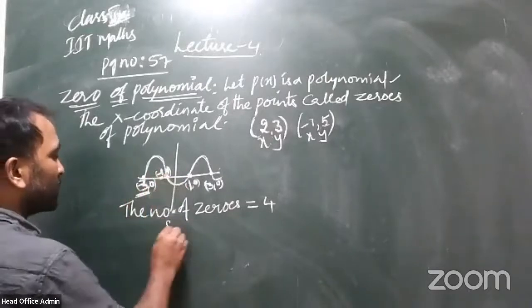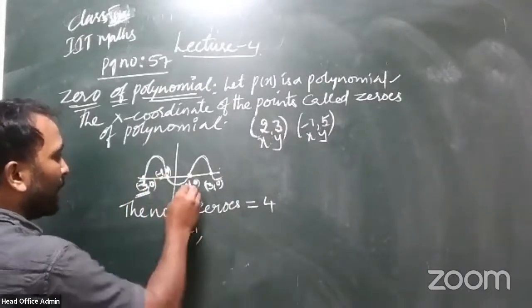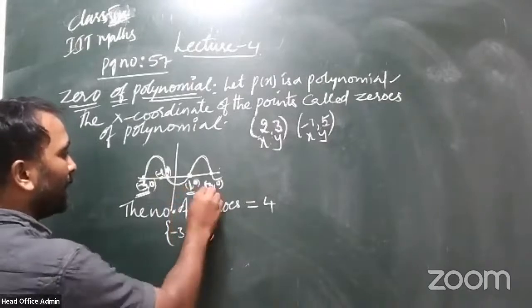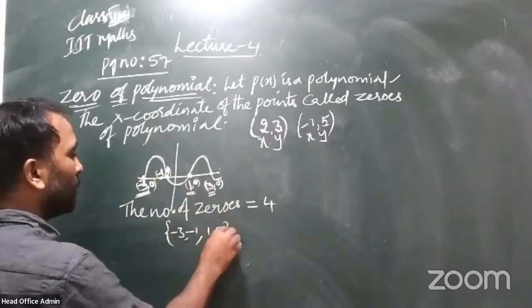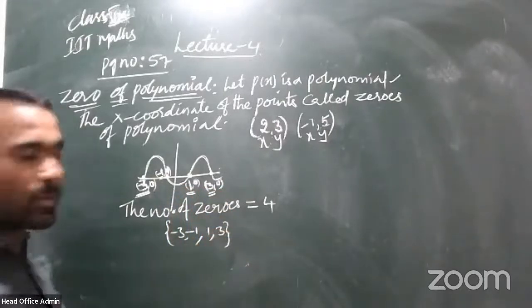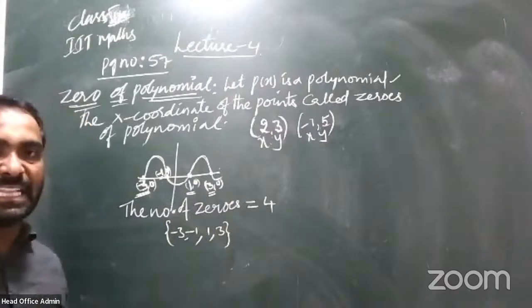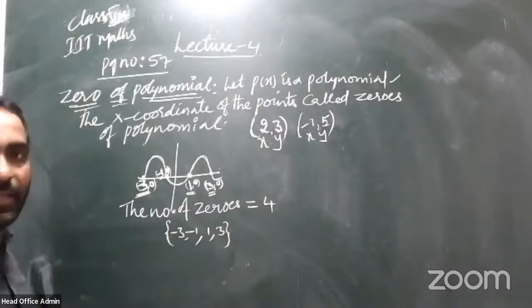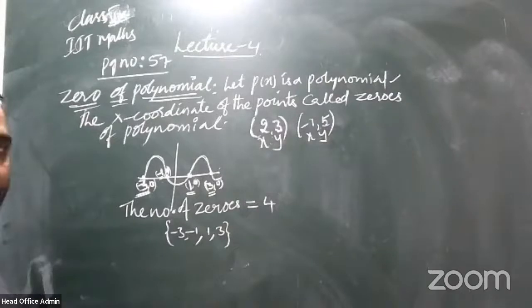Here x coordinate is -1. And here x coordinate is 1. And here x coordinate is 3. So -3, -1, 1 and 3. These are the zeros of the given polynomial. Understand? These are the zeros of the given polynomial.